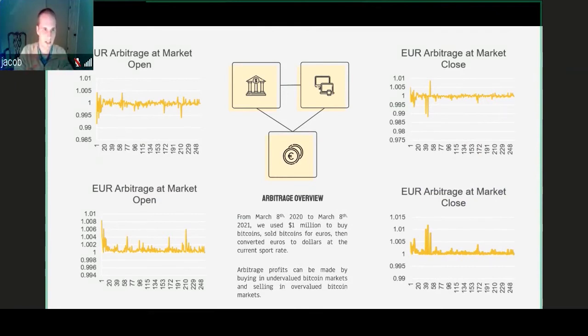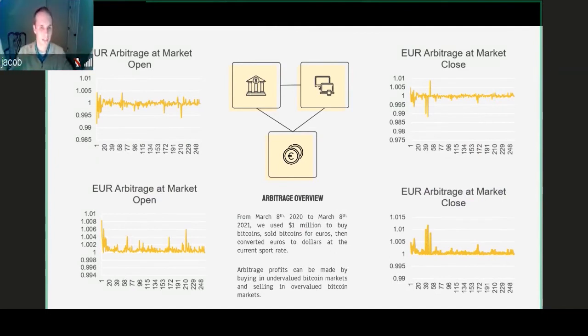We had the open and close for a year of the euro. So we had 2 price points a day for the year. We also downloaded the European Bitcoin exchange and what the prices were at the open and close of every day for a year for the European market. And we did the same for the American market.